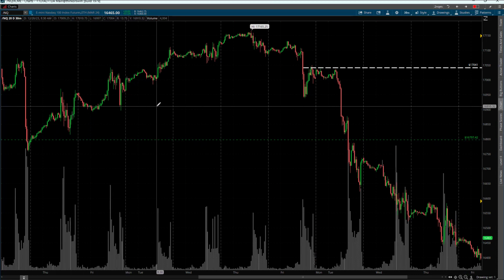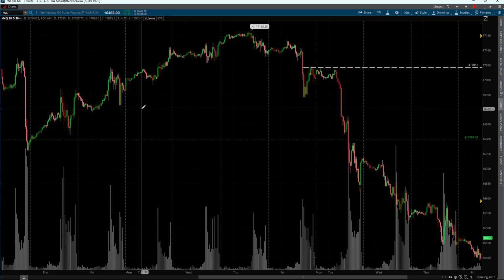But while that momentum is there, that one time framing down, that is so important to avoid being on the wrong side of a one time frame trend.